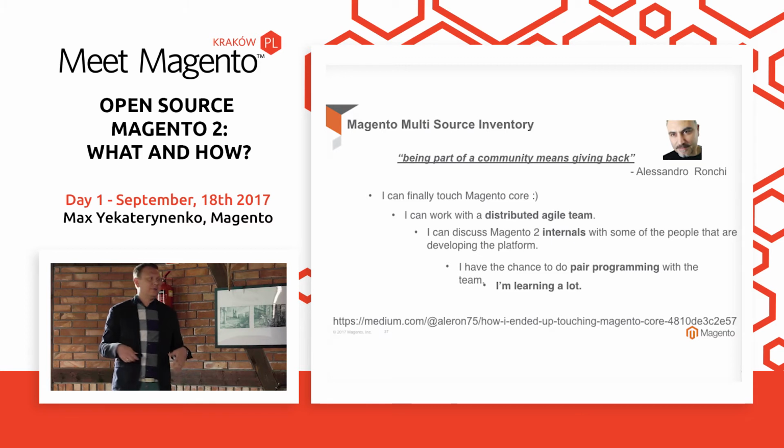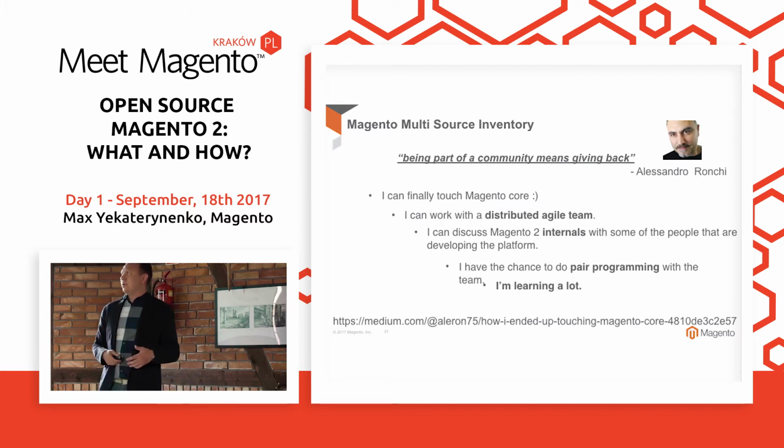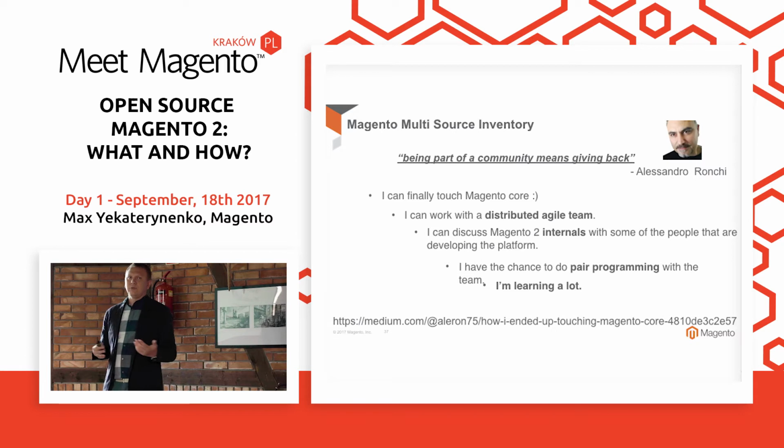He kind of finally can touch the core, right? We change the core, and he was very excited about this. We're working with distributed agile teams and discuss all internal stuff, how the API and our most complex technology inside works, with the core architects about it. Pair programming, that's pretty cool when you have distributed teams.